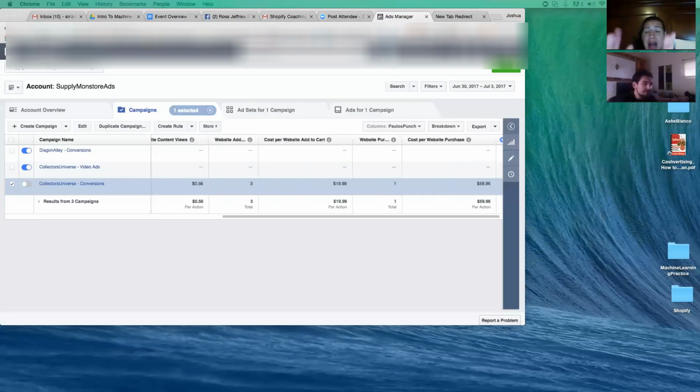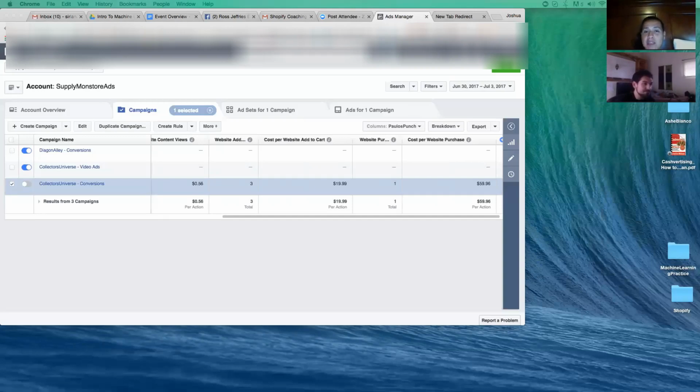And then when you look at how much money you have to spend to make one purchase, it's $59.96. It's totally fine if you have a bunch of upsells and you have a funnel in place. Like if you have a funnel that's going to get people to buy over $100 worth of Lord of the Rings gear, then it's totally cool, because $59.96 means you could keep spending that.